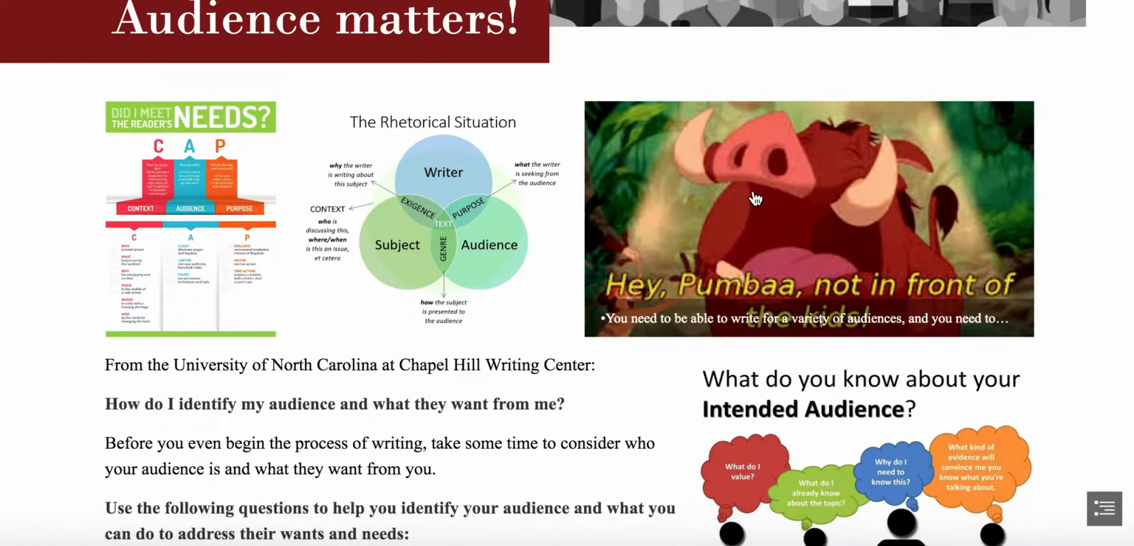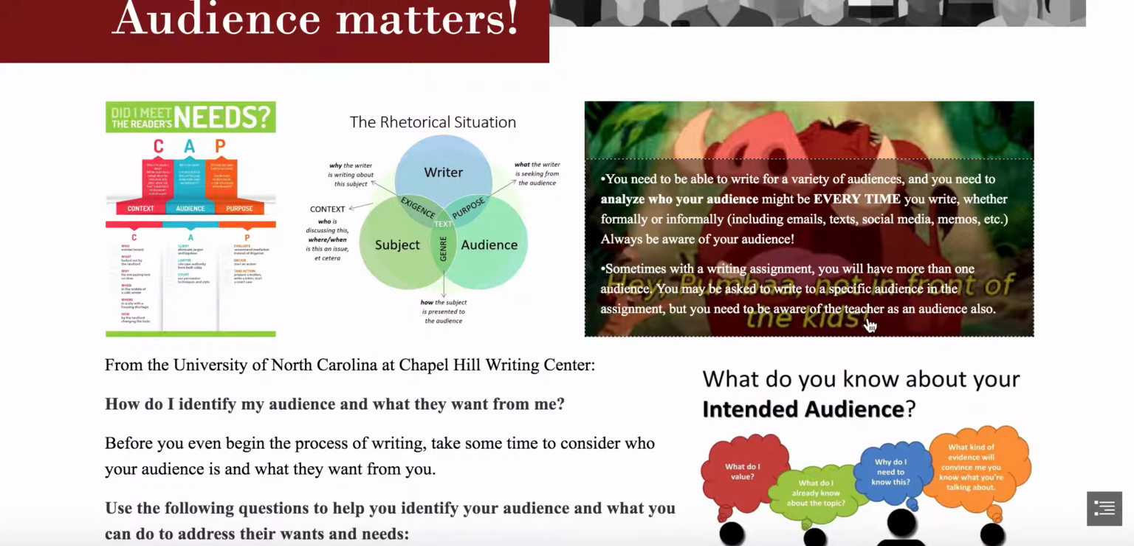And I used my little Pumbaa here from Disney's The Lion King. Timon tells him, hey, Pumbaa, not in front of the kids. We need to be aware of our audience, right? You need to be able to write for a variety of audiences, and you need to analyze who your audience might be every time you write, whether formally or informally, including emails, texts, social media, memos, etc. Always be aware of your audience.